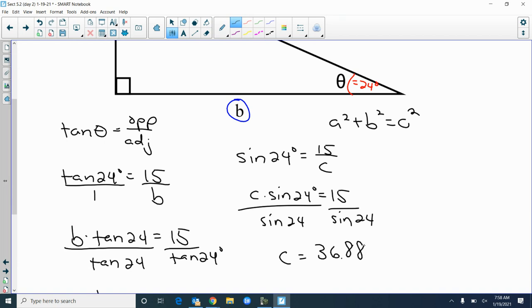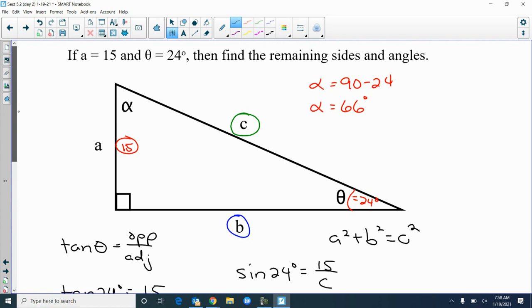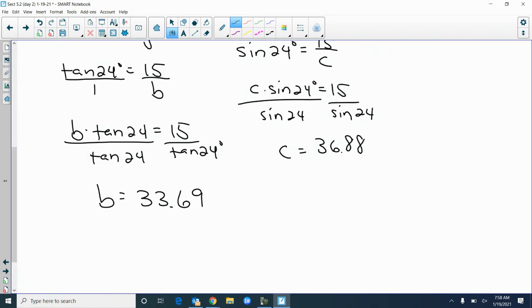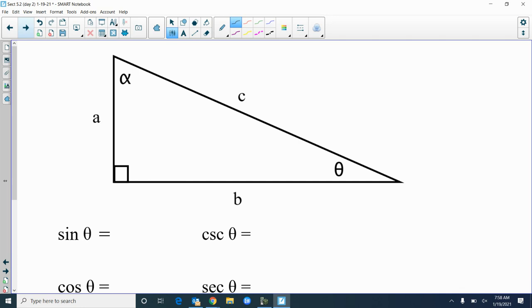Okay, 36.88 units. I don't have any units on there, so we'll just go with that. So that's how you find it on a right triangle. You can set up sine or cosine or tangent depending on what you're given and what you need to find for that one. All right, where are we at there?